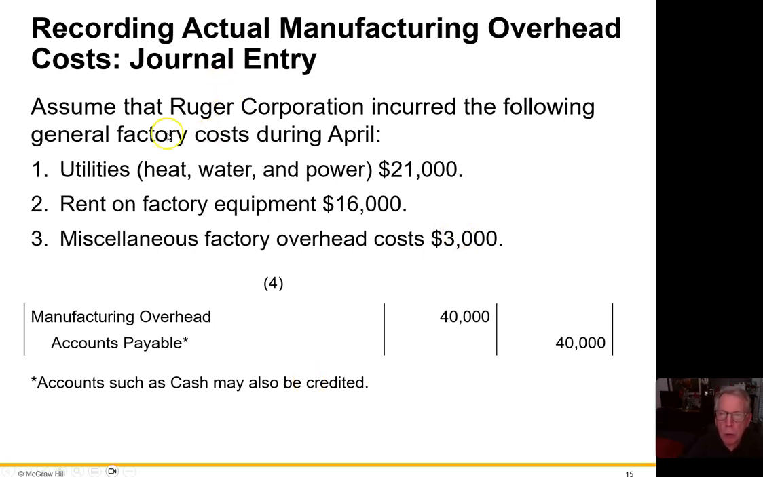Okay, now that's going to look like this so far, and we have some other overhead, which is considerable usually, and we're going to assume that they use these other overhead in this example here. Number 1, utilities, 21,000. Number 2, rent on the factory equipment, 16,000. Miscellaneous factory overhead costs, another 3,000. So again, we'll debit manufacturing overhead for the actual $40,000 and credit accounts payable to pay for that. Of course, we could always use cash if that's what we do. All right, but we almost always use accounts payable.